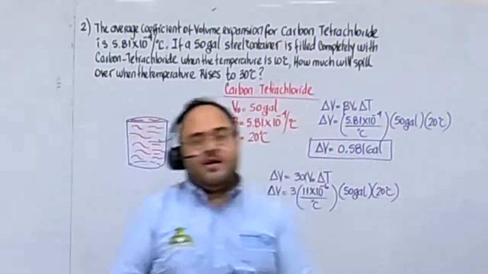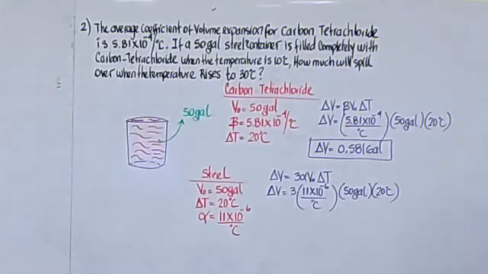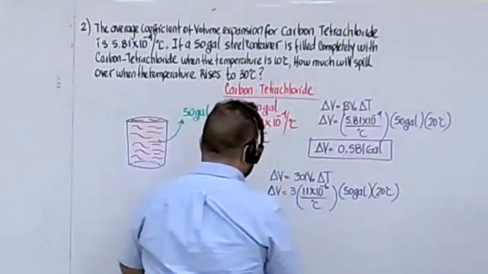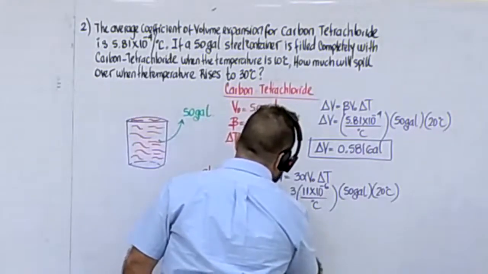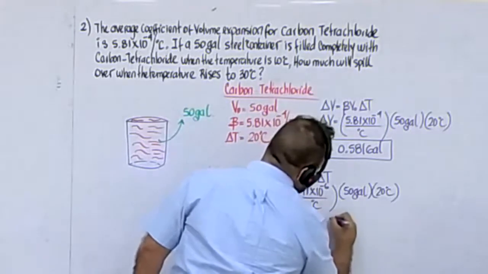In this case, we can perfectly calculate the change of volume of the steel container. So 3 times parentheses 11 times 10 to the negative 6 power, multiplying by 50, multiplying by 20. As you can see, the result will be 0.033 gallons.